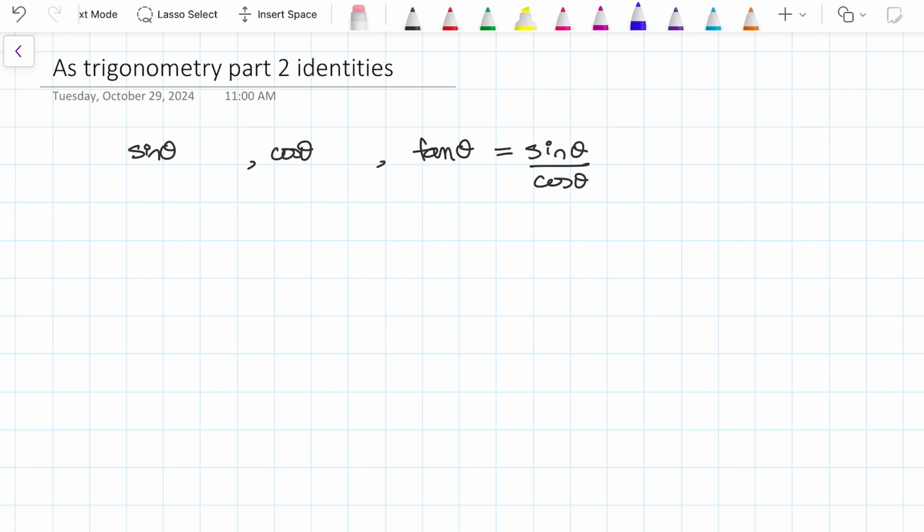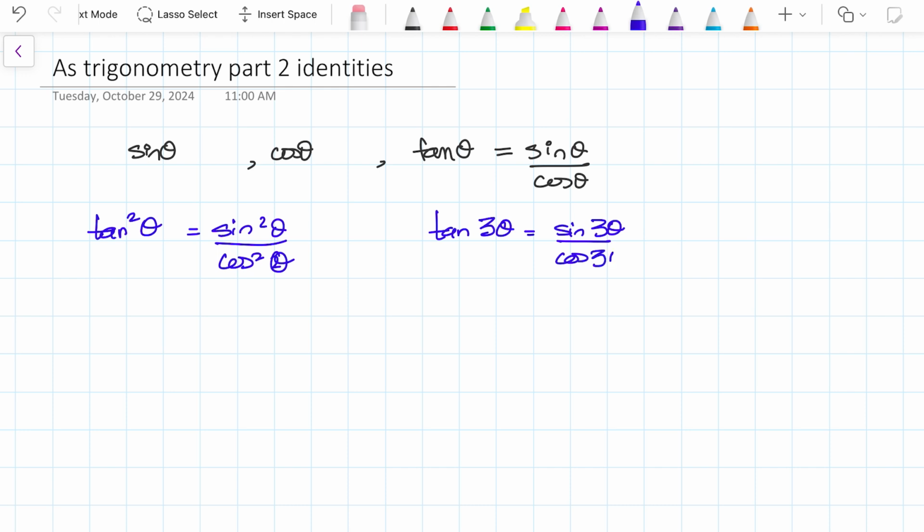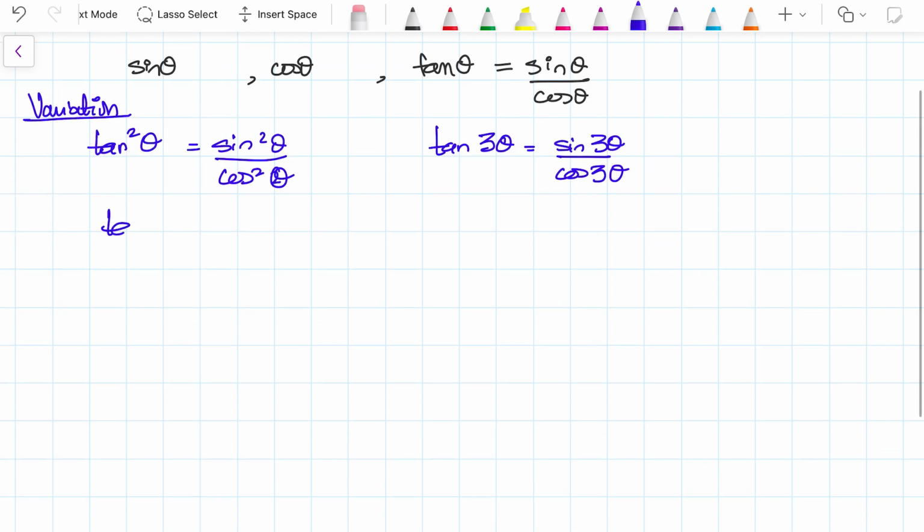Now how many different types of variations can be done in tan theta? So if it's tan square theta, I can write it as sine square theta upon cos square theta. If I want to change the angle, tan 3 theta is equal to sine 3 theta upon cos 3 theta. I'm just telling you in how many ways we can do variations with tan theta. So if you have a tan cube theta, I can write a cube on both the sides. So different variations of tan.